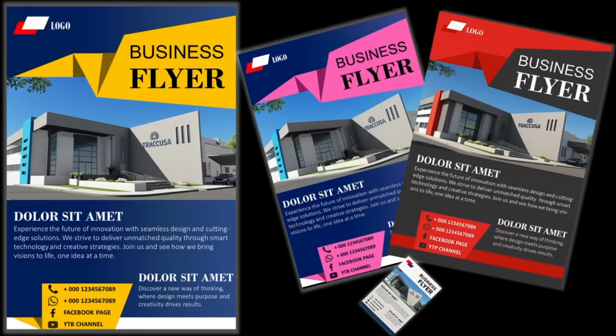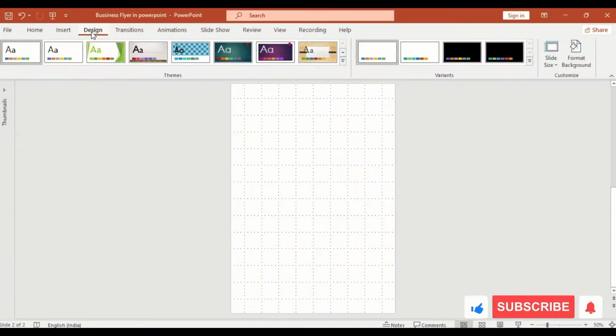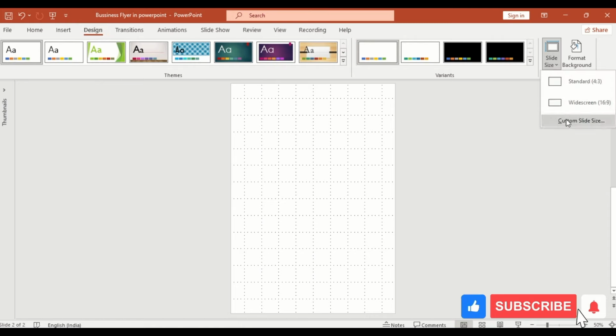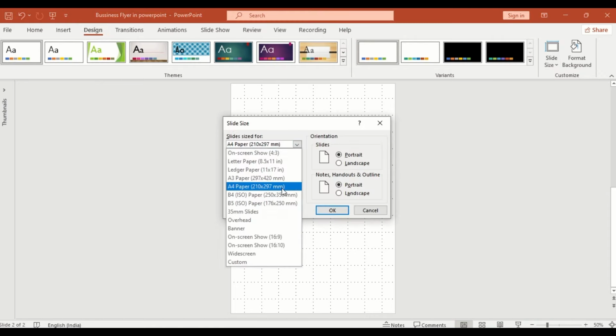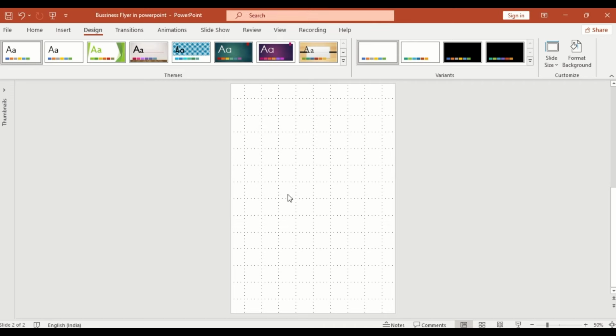In this video, we will show you how to create a professional business flyer using just PowerPoint. Let's get started. Go to the Design tab, click Slide Size and select A4. This gives you the perfect print-friendly layout.